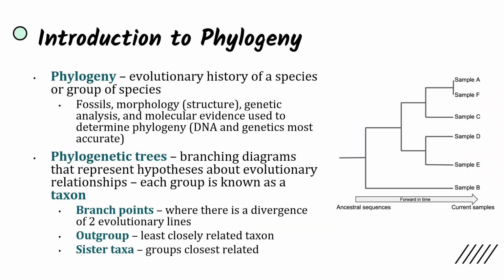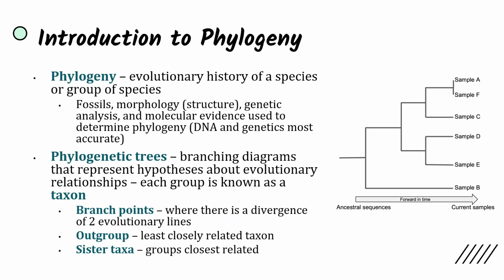So let's start with an introduction to phylogeny. Phylogeny is the evolutionary history of a species or a group of species. Evidence that helps determine phylogeny includes fossils, morphology, which is the structure, genetic analysis, and molecular evidence. But DNA and genetics are the most accurate, especially DNA, because comparing the nucleotide sequence and genome really helps show which species are closely related and helps show that evolutionary history.